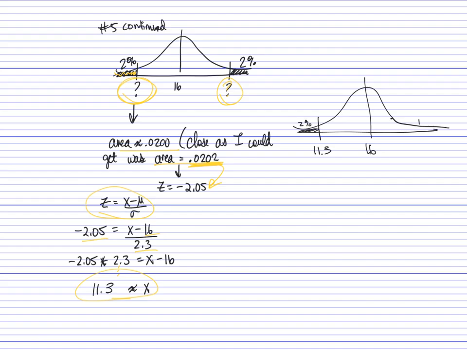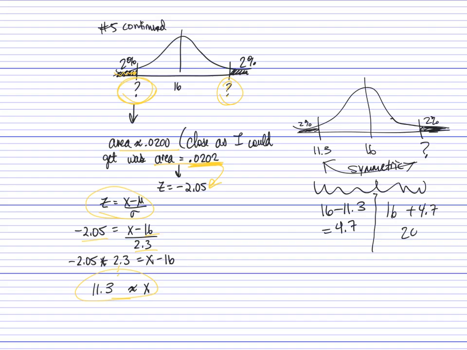Now, if I want the area over here to be 2%, all I need to do is remember that that is symmetric. So the difference between 16 and 11.3 is the same difference between 16 and my unknown value. So let's see, 16 minus 11.3 is what, 4.7? And so let's add that 4.7 to 16 and get 20.7. And that would have to go here.